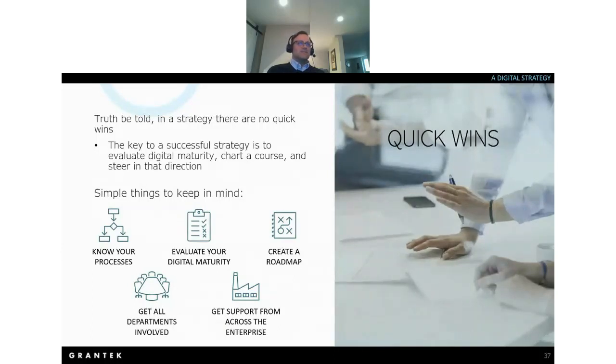I've said all of these things before, but I want to reiterate because they're key to success. Know your processes, evaluate your digital maturity, create a roadmap, get all the departments involved. Remember, Pharma 4.0 is not an IT project. And finally, get support from across the enterprise. You need support from everyone from the operators to the leaders to ensure success.